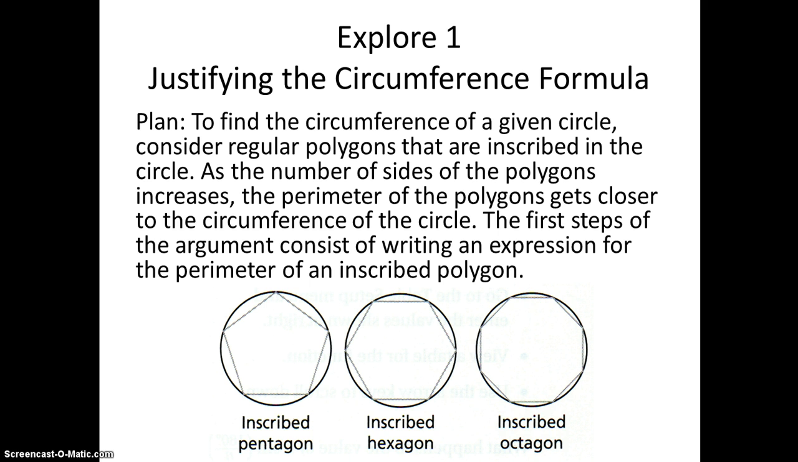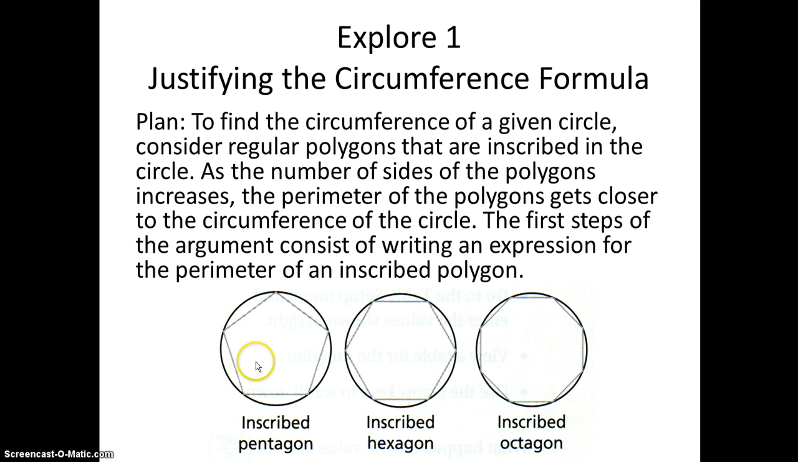Now, we could take the formula for what it is, but it's valuable to know where this formula comes from. So we're going to attempt to justify the circumference formula. Here's our plan. To find the circumference of this circle, we're going to inscribe regular polygons inside a circle. As the number of sides of the polygons increases, the perimeter of the polygons gets closer to the circumference of the circle. And you can see that here.